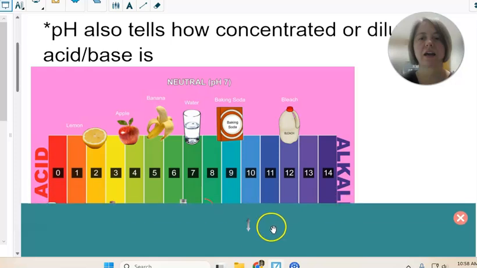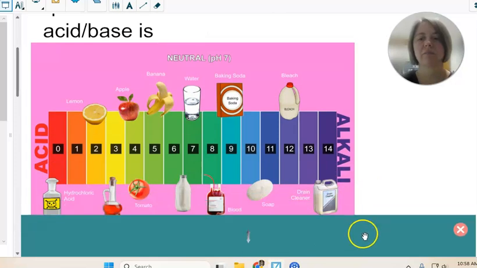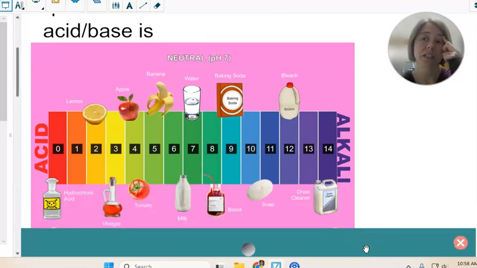So let's take a look at a pH scale. So we know that acidic is low pHs, like fairly concentrated hydrochloric acid is 0. Lemons are about 2, vinegar is about 3, apples 4, tomatoes, bananas are actually acidic. Milk is a little bit acidic with that lactic acid. We know 7 is neutral, like water.